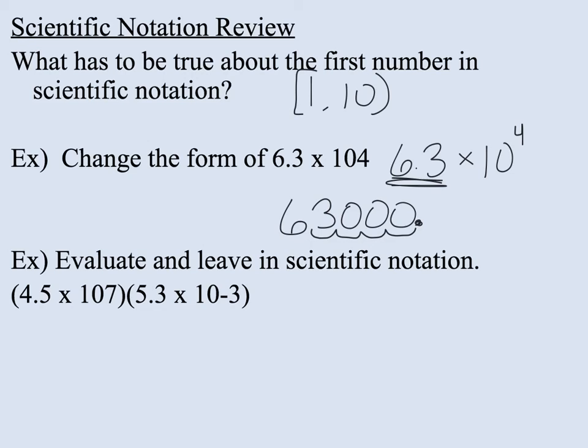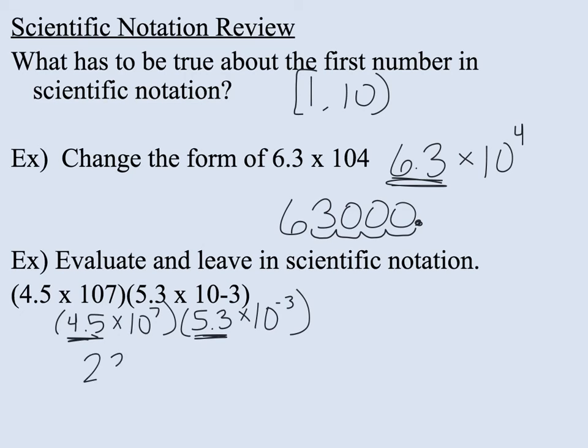Alright, so in this one we have 4.5 times 10 to the 7th. And then we have 5.3 times 10 to the negative 3rd. So you could write it out in standard notation and then multiply the two, or we can just multiply the 4.5 and the 5.3, and if you do that you get 23.85 times 10 to the, and now we've got 10 to the 7th times 10 to the negative 3rd, and they have the same base, so you can just add the exponents to get to the 4th power.